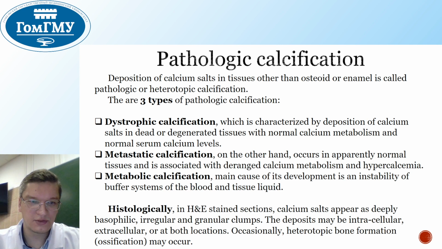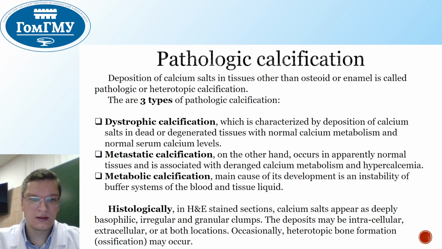Dystrophic calcification, which is characterized by deposition of calcium salts in dead or degenerated tissues with normal calcium metabolism and normal serum calcium levels, which is very important. Metastatic calcification, on the other hand, occurs in apparently normal tissues and is associated with deranged calcium metabolism and hypercalcemia. And metabolic calcification may be caused by instability of buffer systems of the blood and tissue liquid.